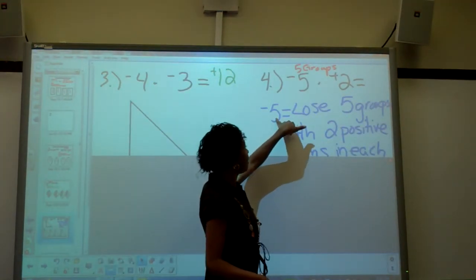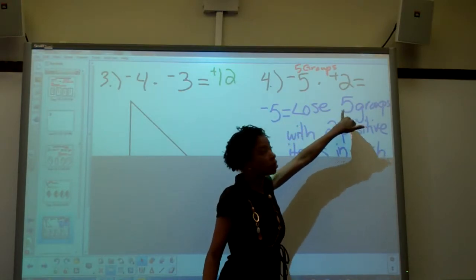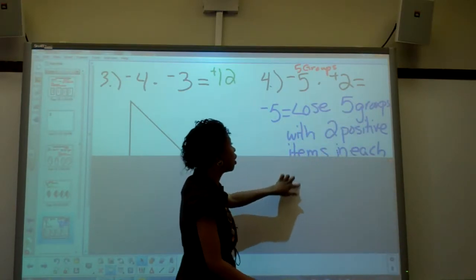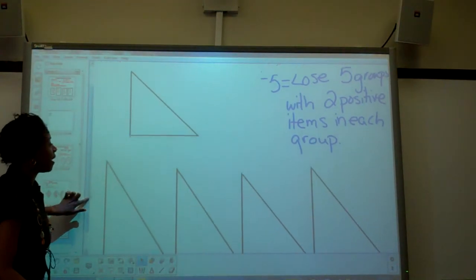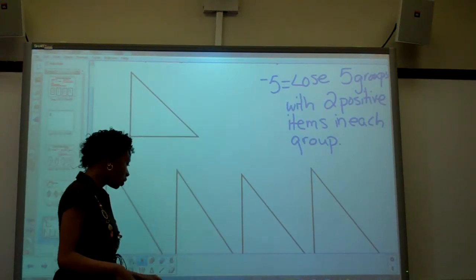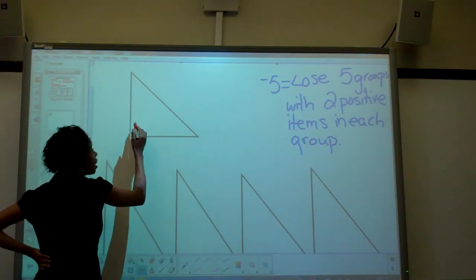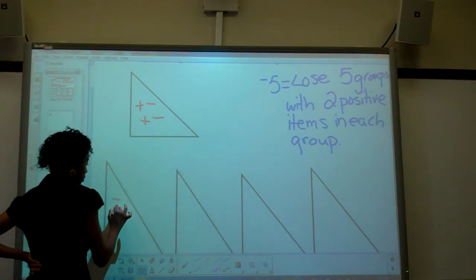So we're going to have -5. The negative means lose. How many groups? So we're going to lose 5 groups with 2 positive items in each group. Here are our 5 groups. Okay? There's nothing to lose, so we're going to create the possibility with 0 pairs. I'm going to do 2 0 pairs in each group.